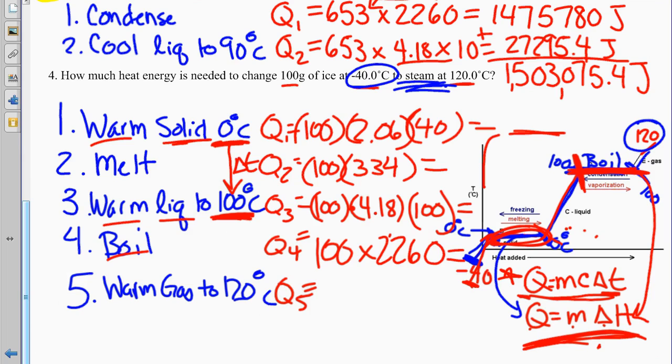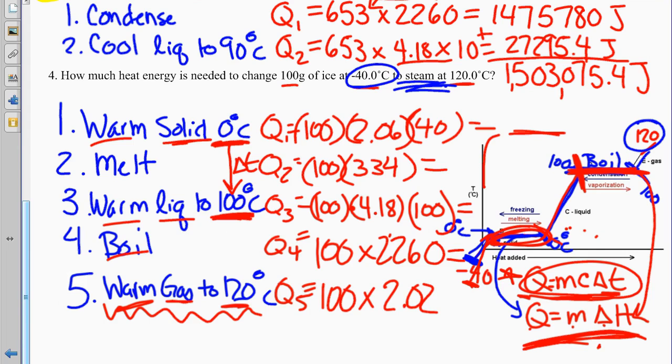And then Q5, this is where the last little bit gets tricky. I would like to warm my gas to 120. So I'm going to do Q is equal to mc delta T one more time here. So I'm going to go 100 times, and your C value for gas is 2.02. You can find that on the top of your paper.